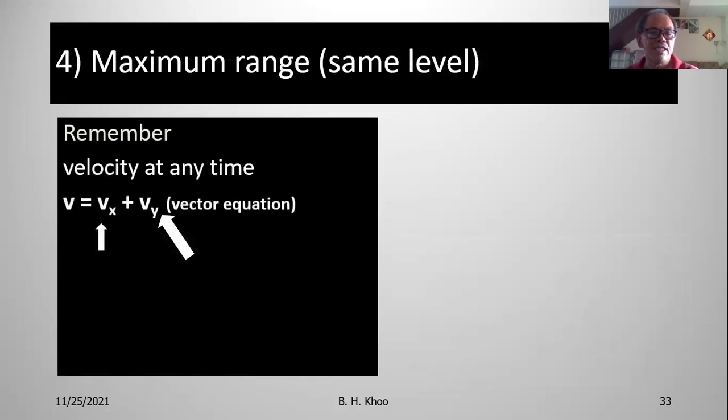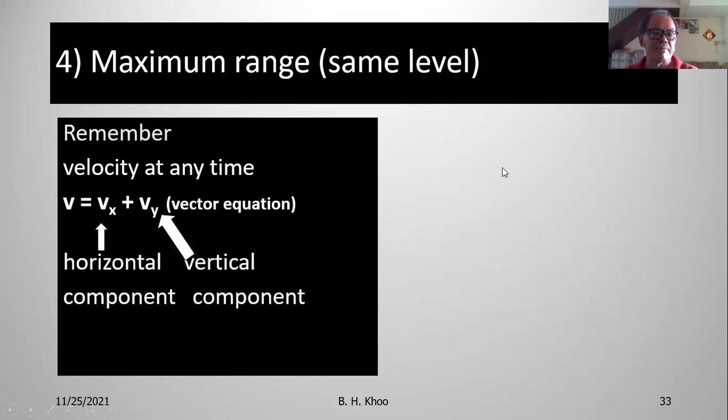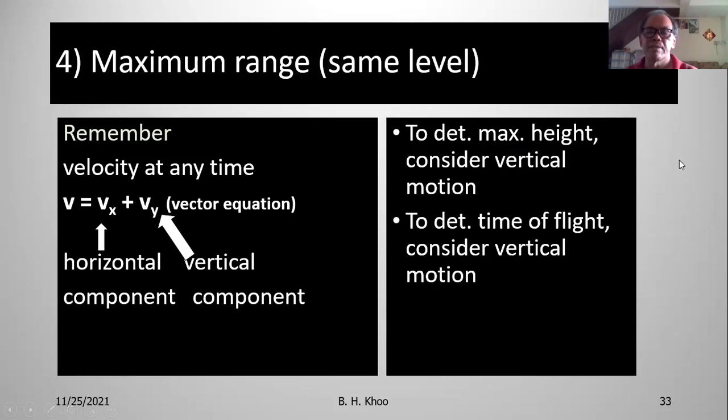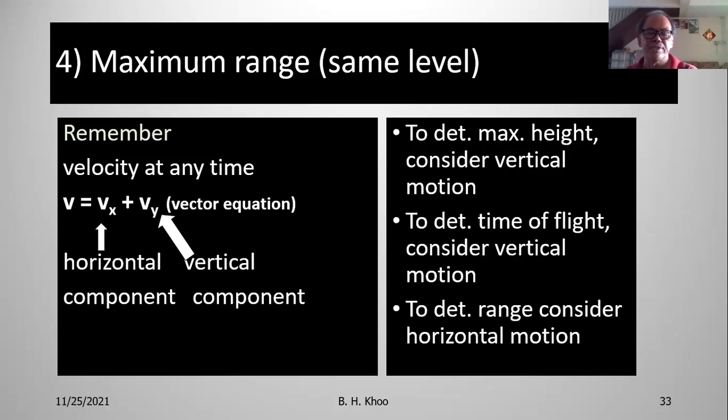Remember, velocity at any time, right? Just a summary for same level. Resultant velocity is velocity in x direction plus velocity in y direction. This is a vector equation. Right? To determine maximum height, consider vertical motion. To determine the time of flight, consider vertical motion. To determine the range, consider horizontal motion. That's all you need to remember. Rather than memorizing the formula, derive the formula.